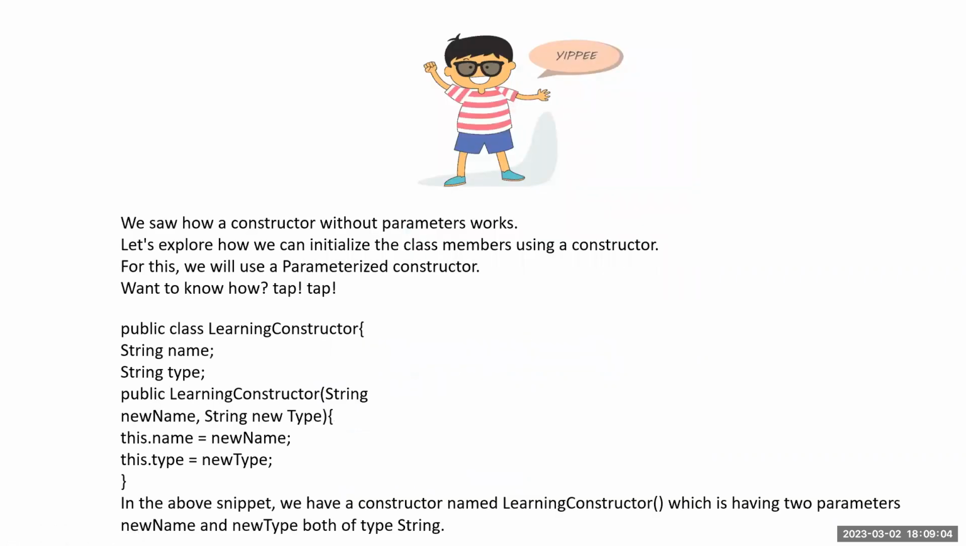Okay, so what we learned is how a constructor without a parameter works. Now let us explore how we can create a constructor with parameters. Let's take this class as an example: public class learning constructor. In the learning constructor, we have two data members. One is name, and the other one is type.